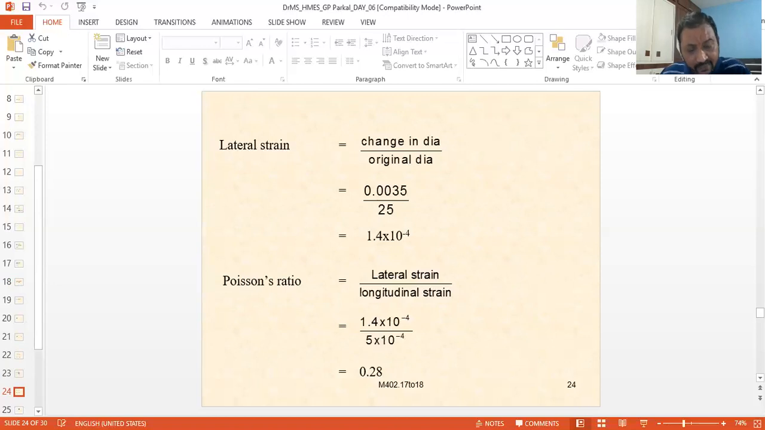Now we know that the Poisson's ratio, that is mu, is equal to lateral strain by linear strain, which is also called the longitudinal strain. So we got the two values, we have to substitute, that is 1.4 by 5. It is equal to 0.28. So the value of the Poisson's ratio is equal to 0.28.